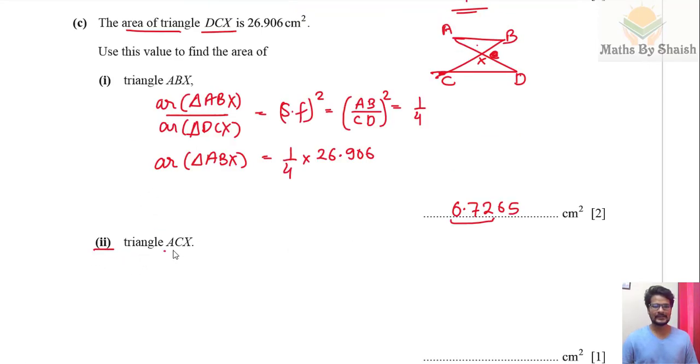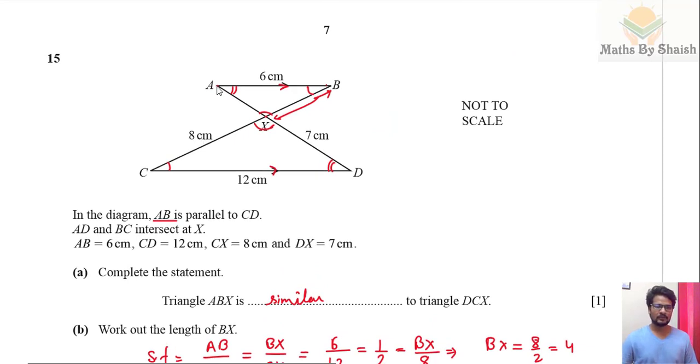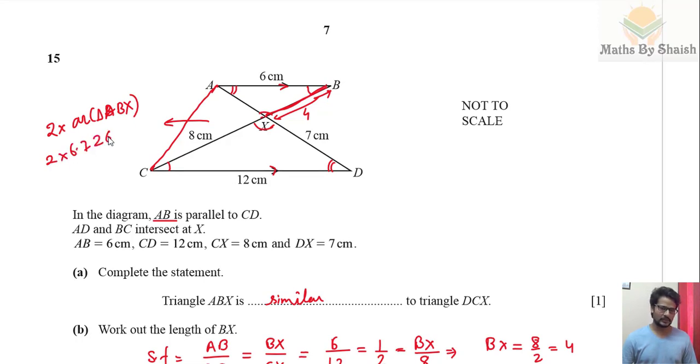Now the next part: we need to find the area of triangle ACX. So we will do it here. This area we need to find. Since we have this area, and this was given as 4, and this length is 8 centimeter, the base here is 4 and here it is double, so this area will also be double the area of triangle ABX. So this area is going to be twice 6.7265, and this is 13.453 centimeter square, and that's the area of triangle ACX.